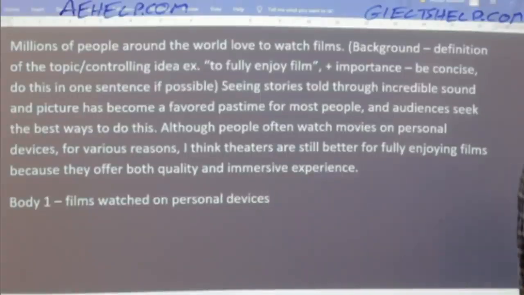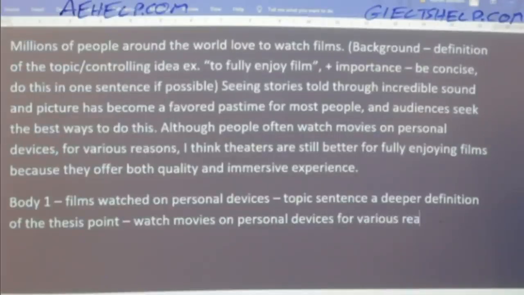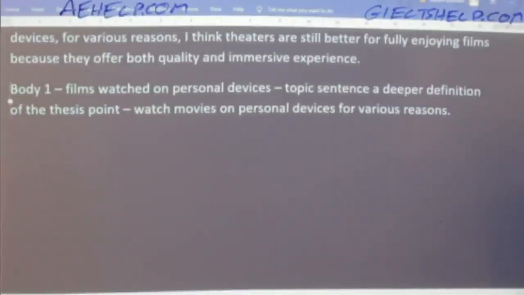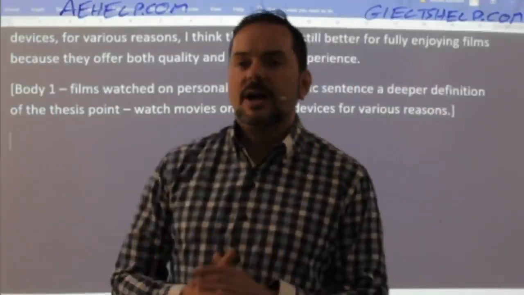And for the next sentence, a deeper definition of the main point, or the thesis point. The thesis point here is watch movies on personal devices for various reasons. So give me a more detailed definition of this. This is the start of your body 1 here. Give me a deeper definition, not only paraphrasing, but giving descriptive ideas. Okay.